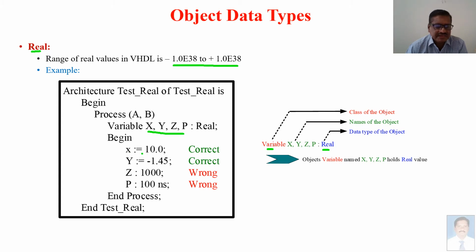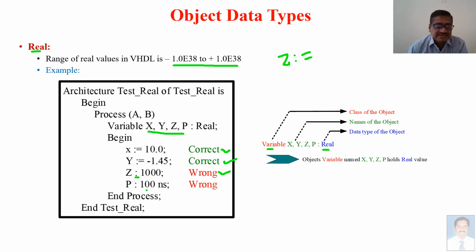x is assigned as 10.0, this is correct. y is assigned as minus 1.45, it is correct because these two values belong to this particular range. Here the assignment operator is missing for z, this should be the assignment operator for the variables. And 1000 does not belong to this particular range because the radix point is missing in this case, that is 1000.0 may be the correct value if the assignment operator is correct, otherwise it is the wrong value.